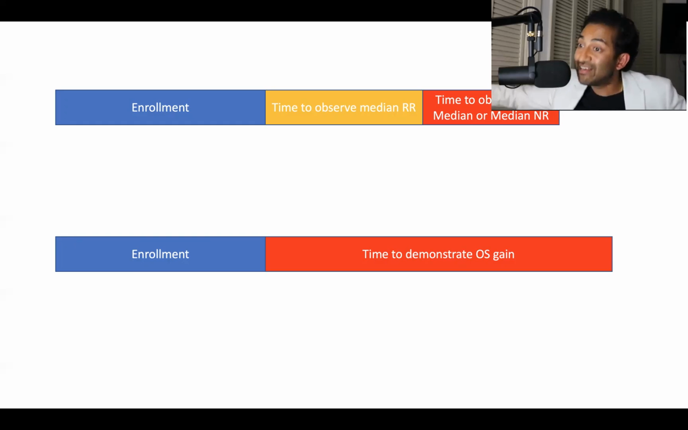You have to wait until they responded and then wait to see when half of them stop responding. That's how you find the median DOR. Or at least wait to see that the response is long lasting, 20, 30 months, etc. And what that means is it's all adding time. There's the enrollment, the time to observe the median response rate, and the time to observe the median DOR.